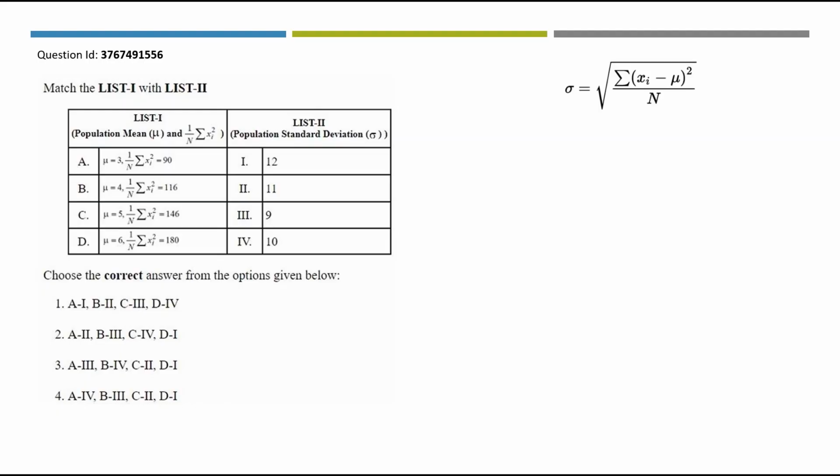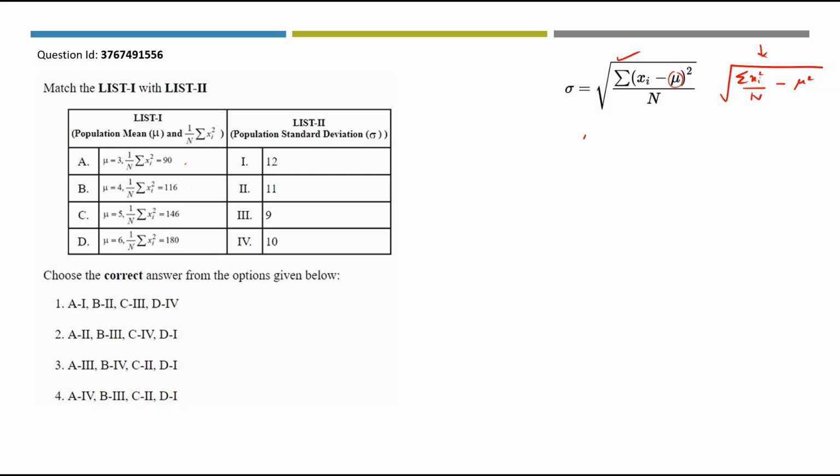So what is the formula of standard deviation? We have summation of (xi minus mu) the whole square divided by n. In order to find the standard deviation value, what we can do is take summation of xi square by n, and this value minus mu square. Two values are given in list 1. Find their difference and then take the square root to find the standard deviation. This is for this particular question I am telling you. This is the general formula.